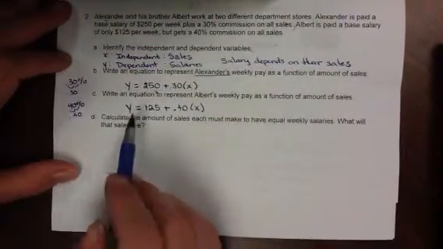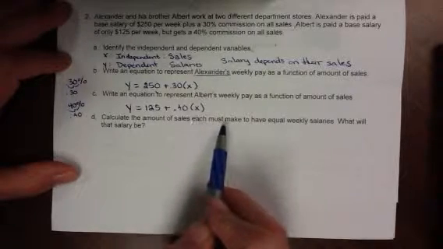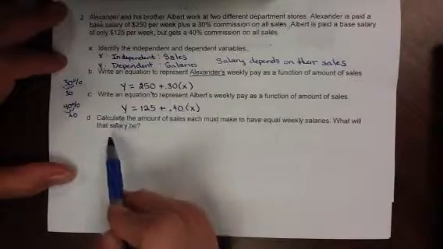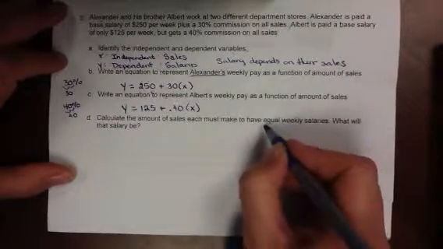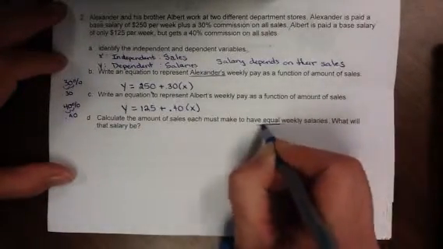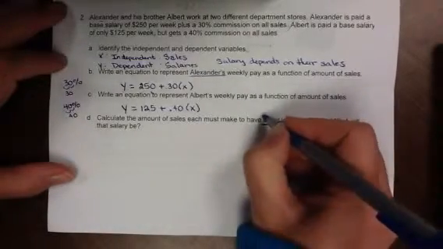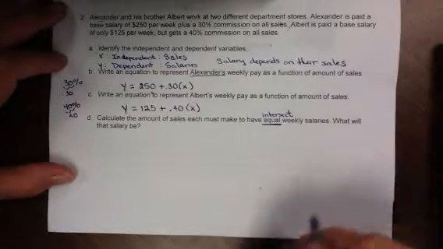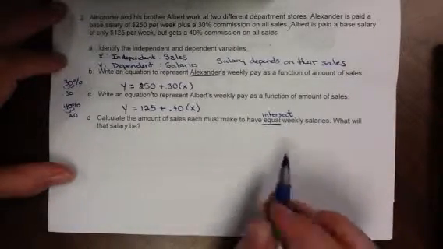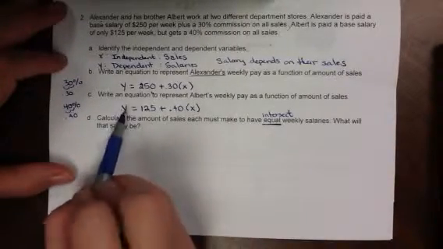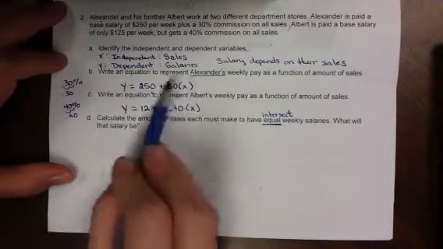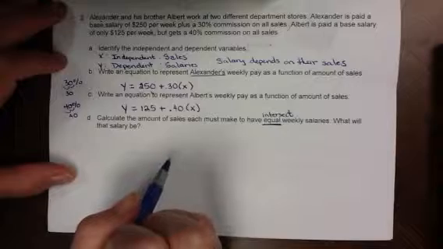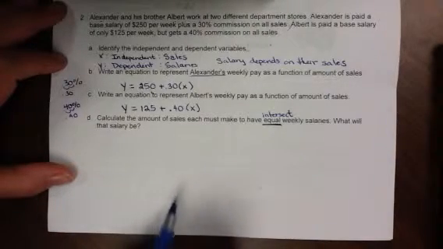So now it says, calculate the amount of sales that each must have to make the same weekly salaries. What will that salary be? In other words, we want to know where they are equal or where they intersect. So you can do it several ways. You can use matrices. They're both in y equals. So you could graph them in your calculator and see where they intersect. I don't care how you do it, but either way you need to show your work down here.